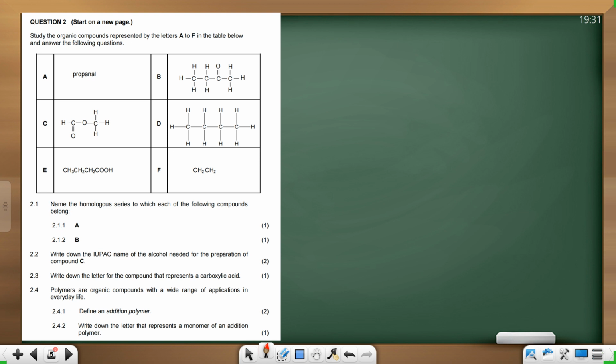Propanal. What can you tell me? Which homologous series does that belong to? Thank you. Aldehyde. Now, you don't need a pen to do that. What about B? Ketones. Lovely. Ketones.